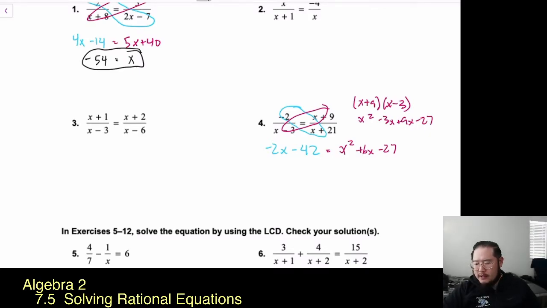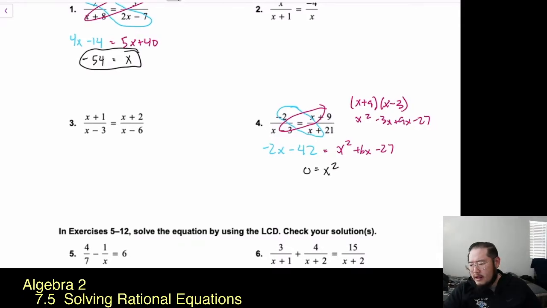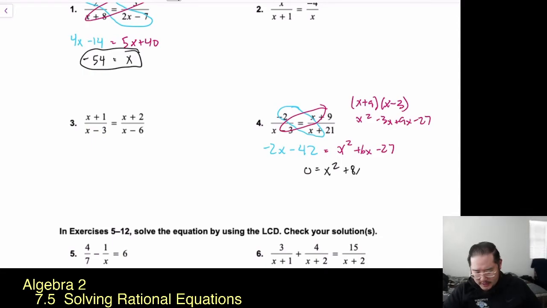On this problem right here, we do need to solve for x, but since we have a quadratic function, you've got to set it equal to 0 and solve. So we got to move everything to one side. I'll add 2x to both sides, so now I have plus 8x. Now I'll add 42 to both sides, and now I have right here plus 15.